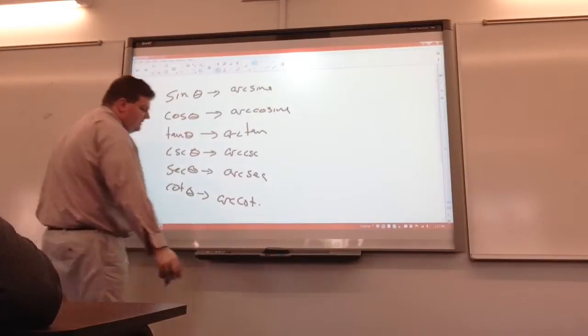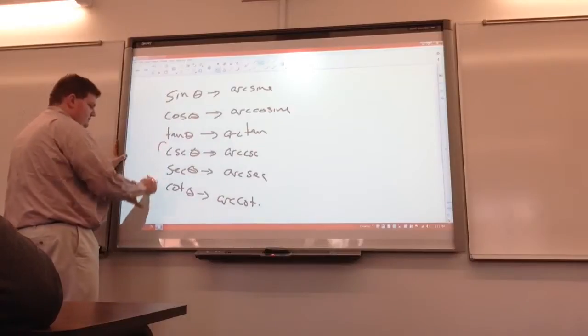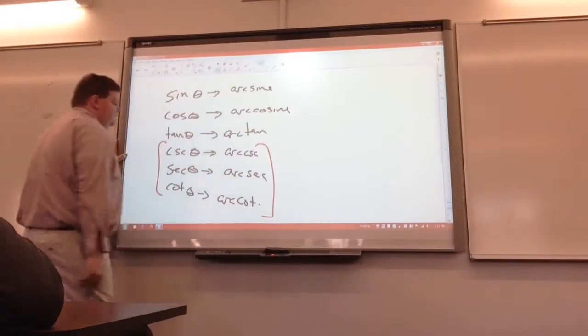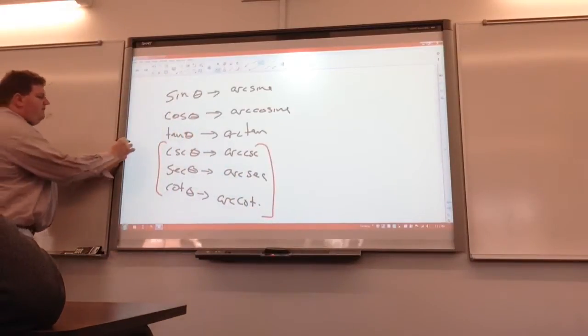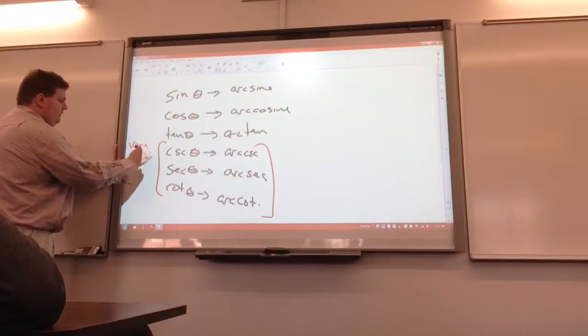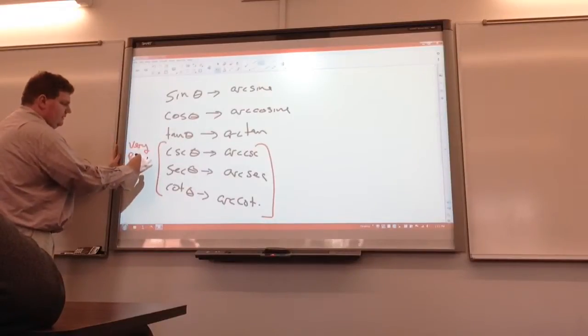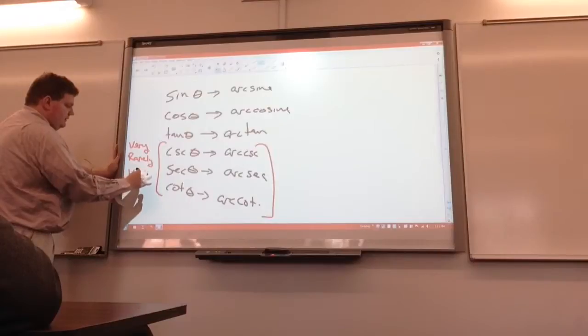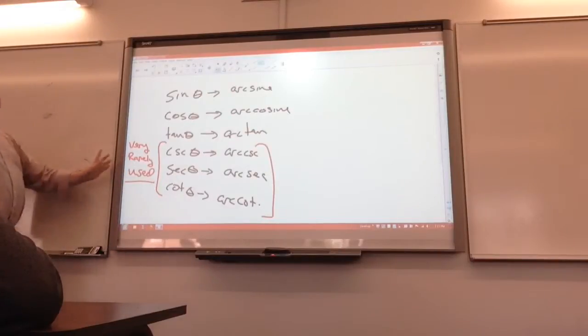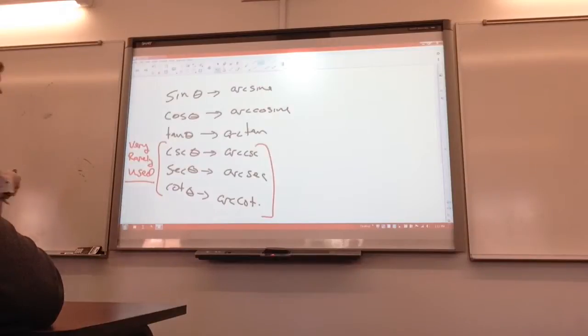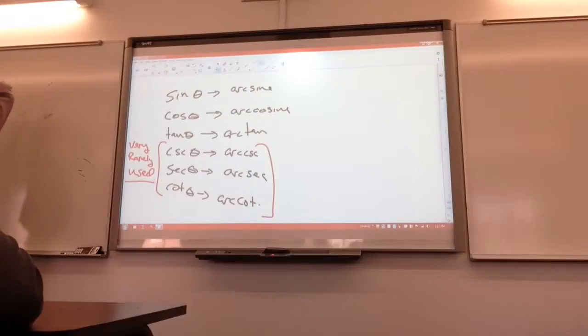I'm going to go ahead and highlight those in a different color. These are very rarely used. If we would put those into the calculator, it'd be 1 over, just the same as with sine, cosine, tangent. So 1 over. They're very rarely used.